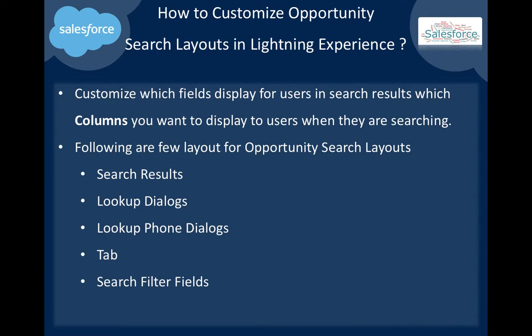Today I will present how to customize opportunity search layouts in Lightning Experience. Basically, a search layout means that when a user is searching for any particular field, you choose which columns to display to the user. There are a few layouts for opportunity search: search results, lookup dialogs, lookup phone dialogs, tabs, and search filter fields.